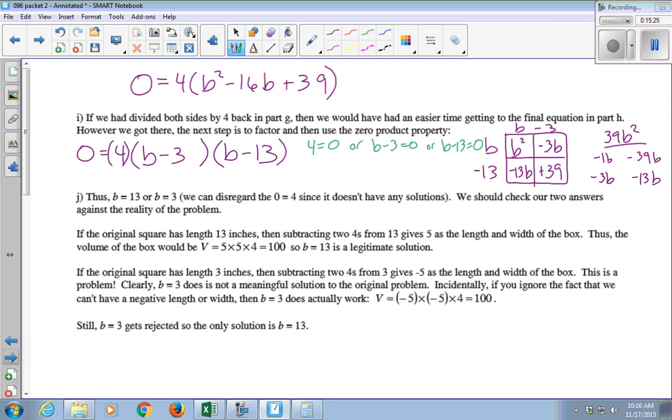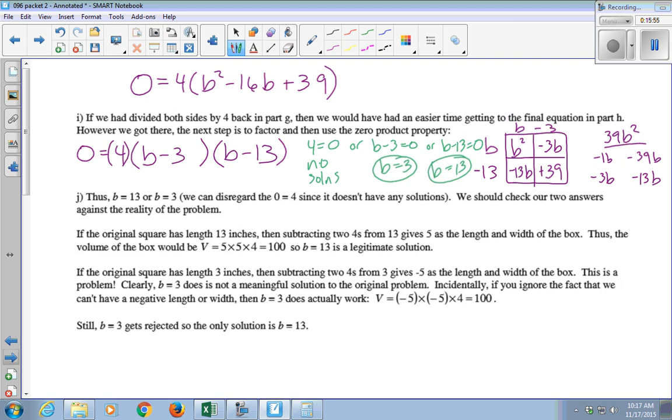4 equals 0. Does that have any solutions? No, so we just ignore this, right? No solutions here. B minus 3 equals 0. That's true if b equals 3. Okay, and b minus 13 equals 0. That's true if b equals 13. So b equals 13 or b equals 3 look like solutions.